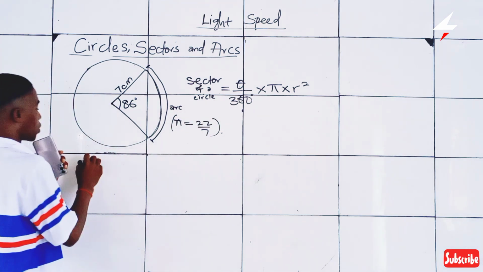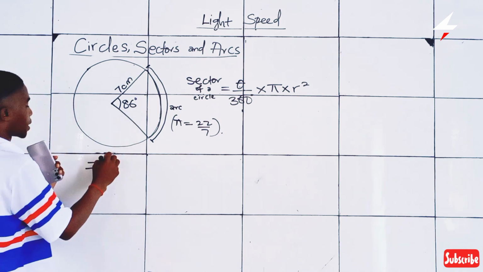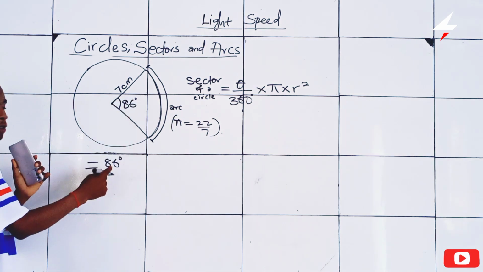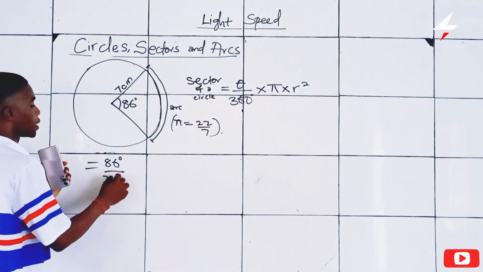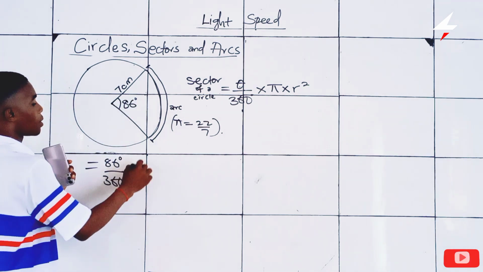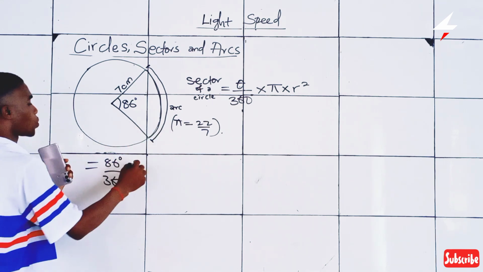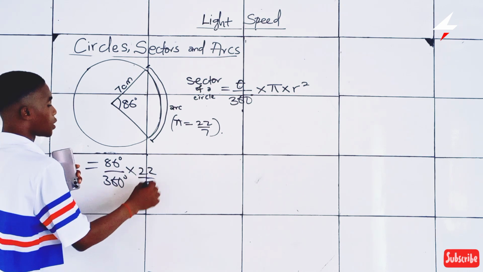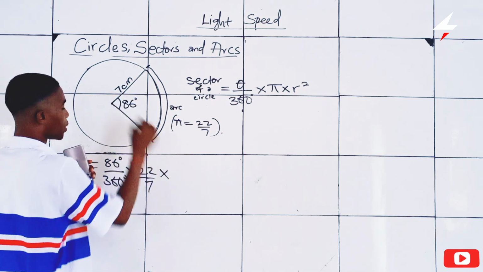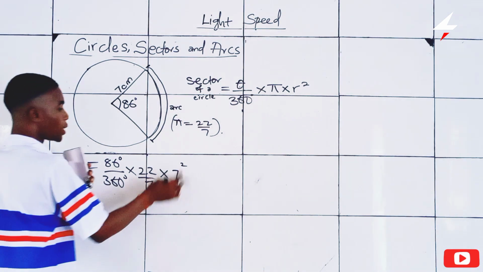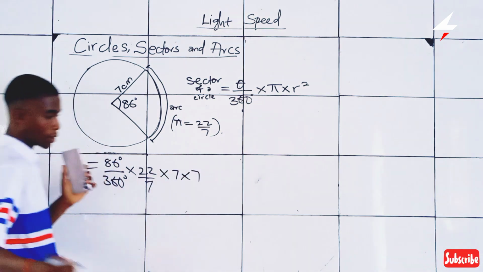So now let's see that very fast. Theta is 86. You have to fix your values into your formula: 86 over 360 degrees times pi times radius squared. Pi is 22 over 7, times radius. Radius is 7 squared. You see that? So we can easily break it down and say 7 times 7, to make it easier.